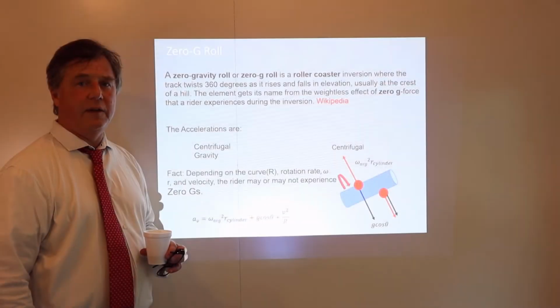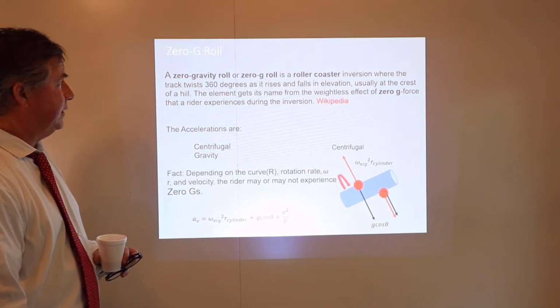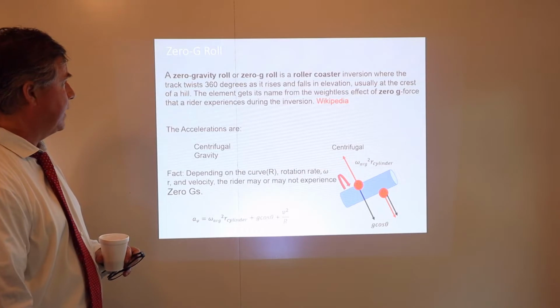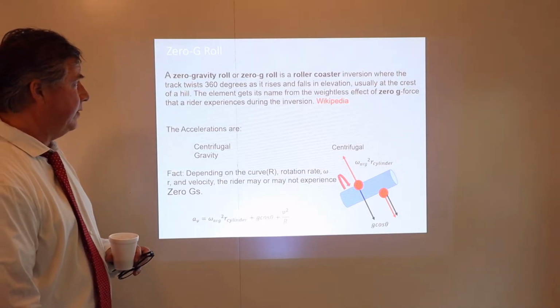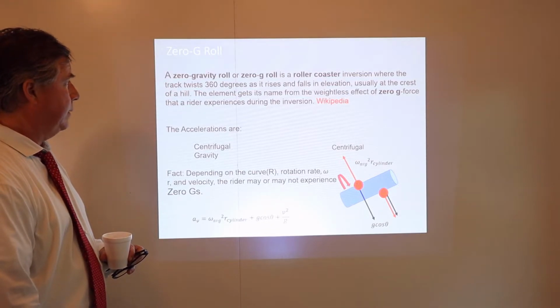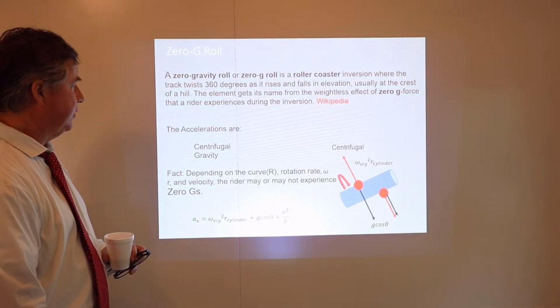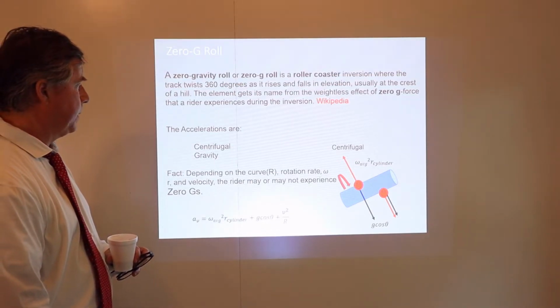Okay, so first, what is a zero-G roll? A zero gravity roll, or zero-G roll, is a roller coaster inversion where the track twists 360 degrees as it rises and falls in elevation, usually at the crest of a hill. The element gets its name from the weightless effect of zero-G force that a rider experiences during the inversion. The accelerations are due to centrifugal and gravity.